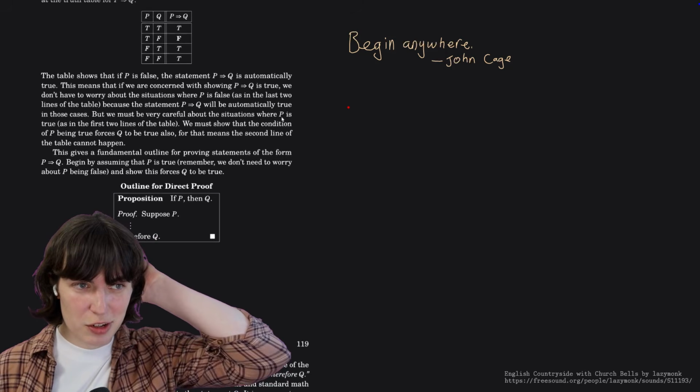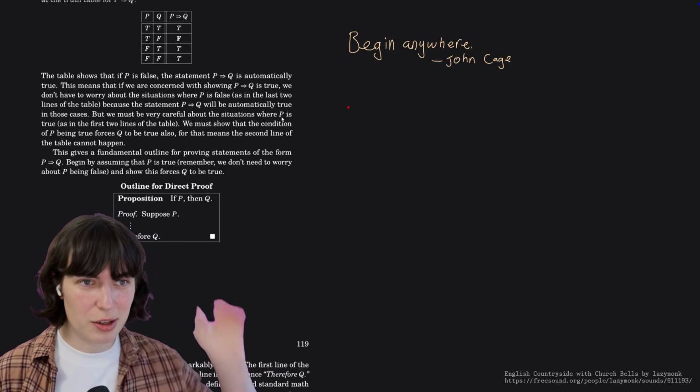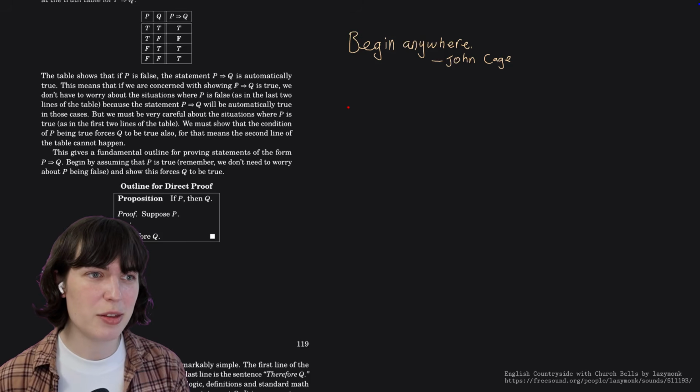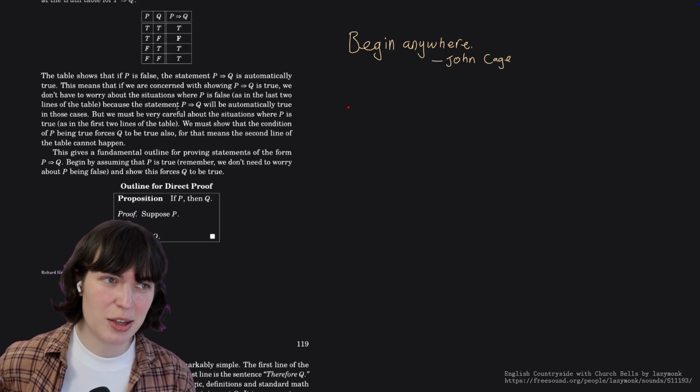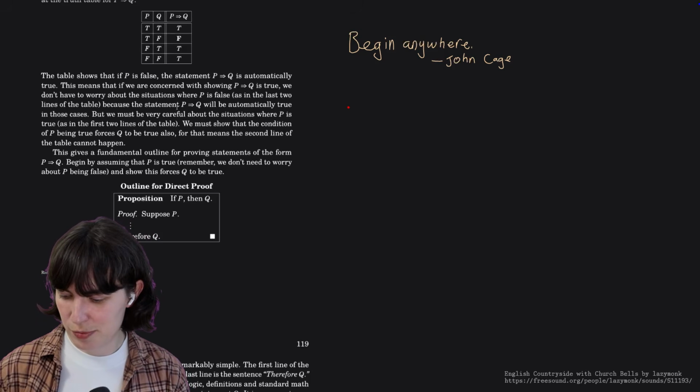Okay, the table shows that if P is false, this means that if we are concerned with showing that if P then Q is true, we don't have to worry about the situations in which P is false, as in the last two lines of the table.